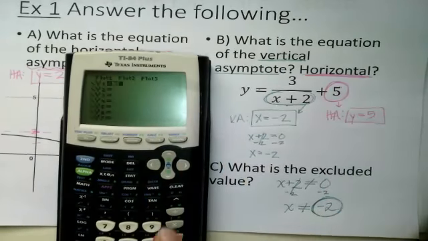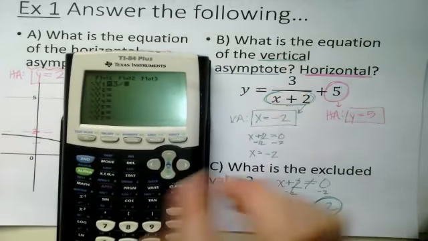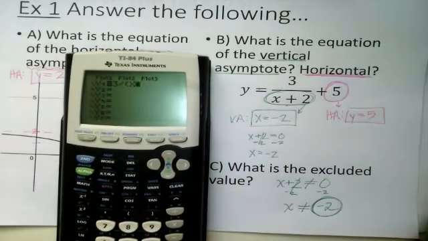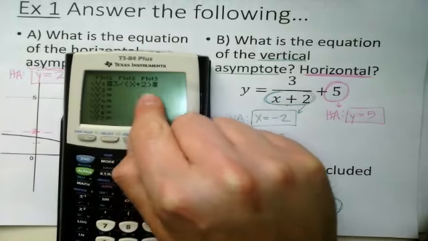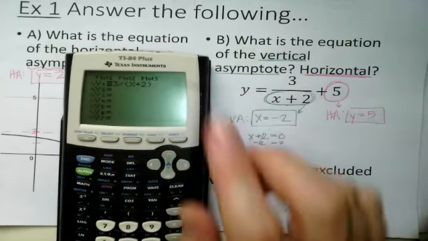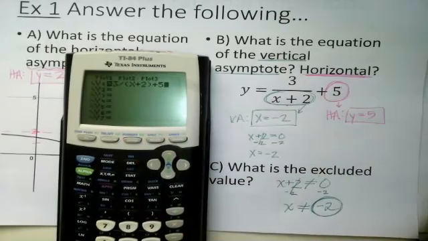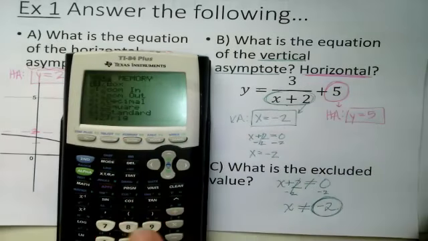So again, we're going to do 3 divided by, and again, you still have to tell the calculator everything that's in the denominator, x plus 2. So that's telling the calculator, hey, all of this stuff is in the denominator. And then the plus 5 is not in the denominator. And then we can do a Zoom Standard, which is a great place to start.